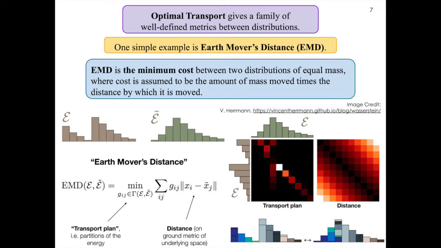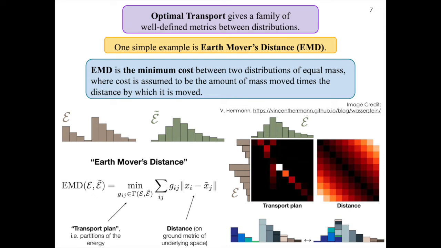So there are indeed many different types of optimal transport distances. One simple example is called the Earth Mover's Distance, EMD. So for example, I have two distributions, E and E tilde. EMD is defined to be the minimum cost of turning E into E tilde, where cost is assumed to be the amount of mass moved times the distance by which it is moved. So this is the amount of mass moved, and this is the distance. On the right, you see a nice visualization of how to transform E into E tilde. For example, look at this bright green amount of mass here. This is transformed to here. And the optimal way to transform one distribution to another is called an optimal plan.